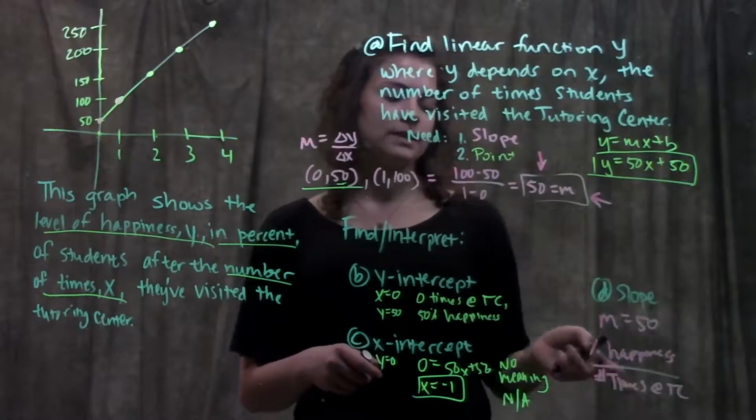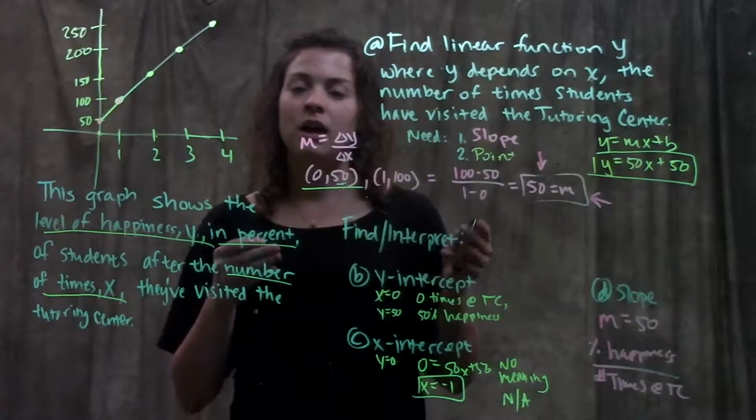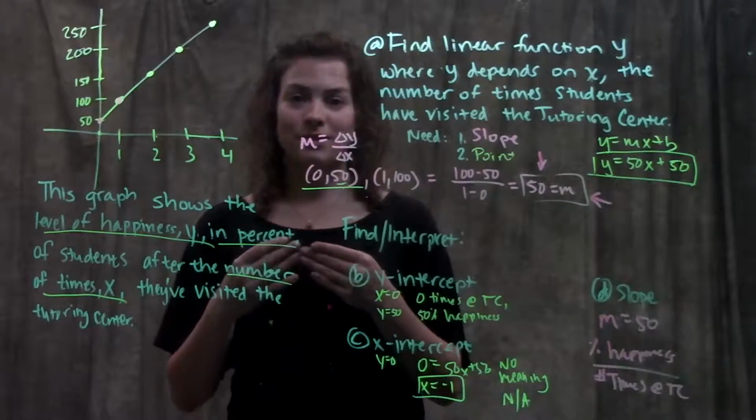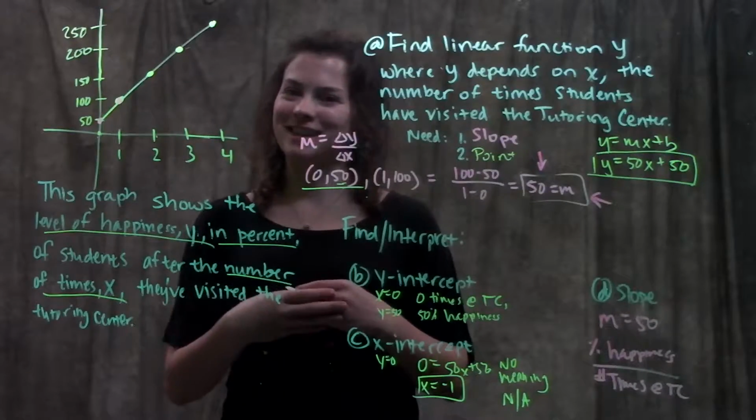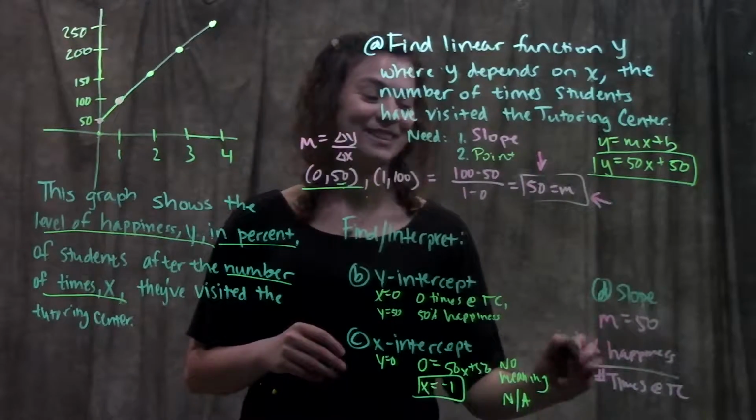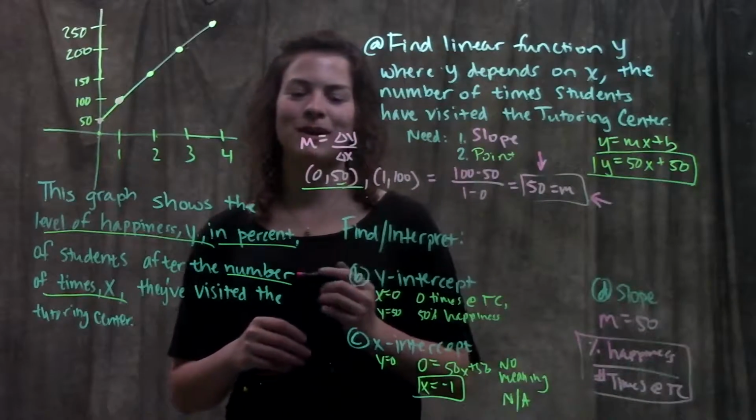So what our slope represents is just how much the happiness is changing per number of times at the tutoring center. In this case, you can see that your happiness goes up 50% each time you go to the tutoring center. Good to know. This is based off actual data, by the way.